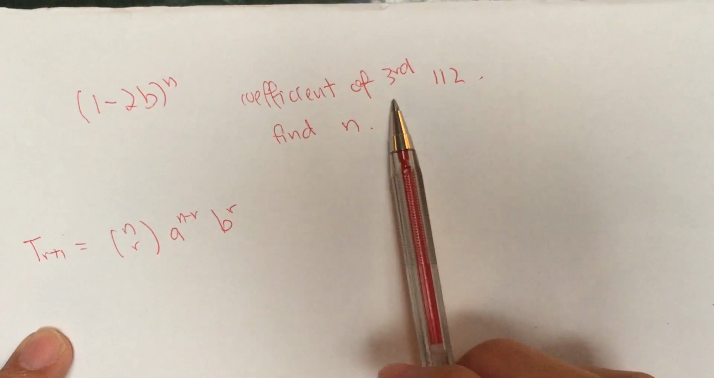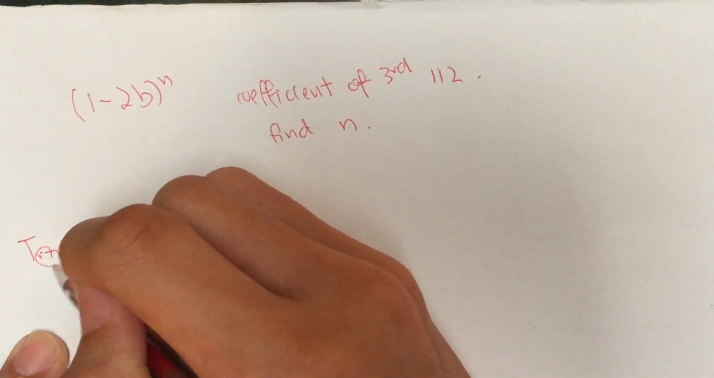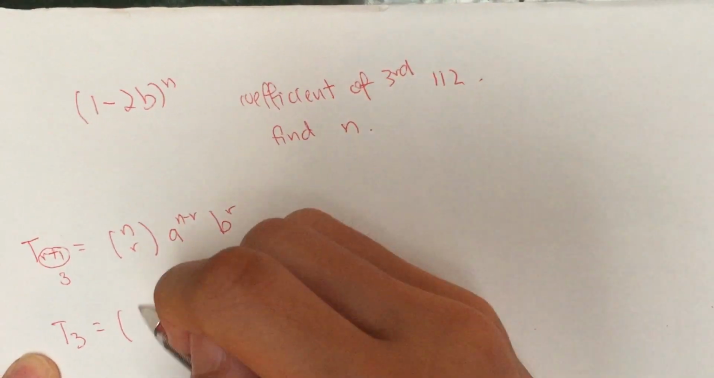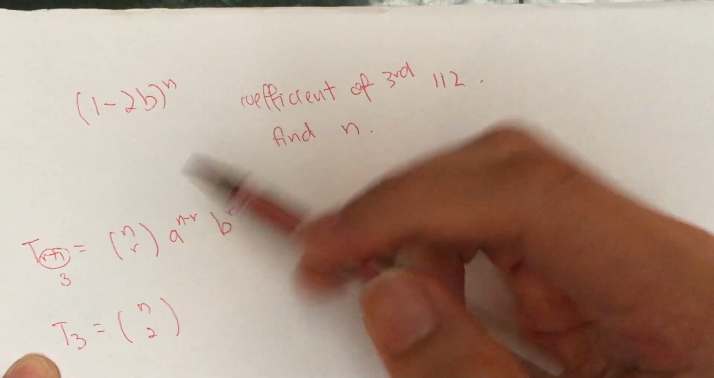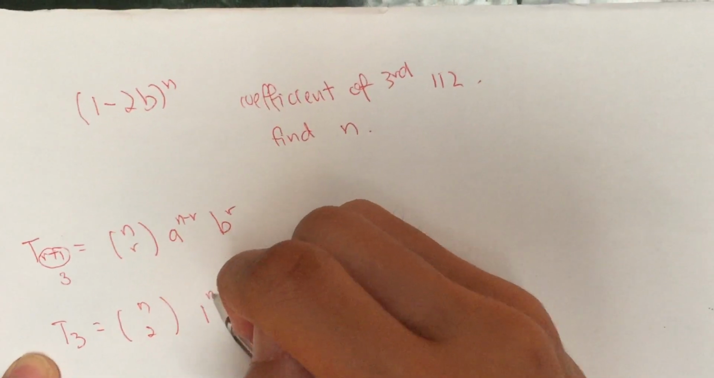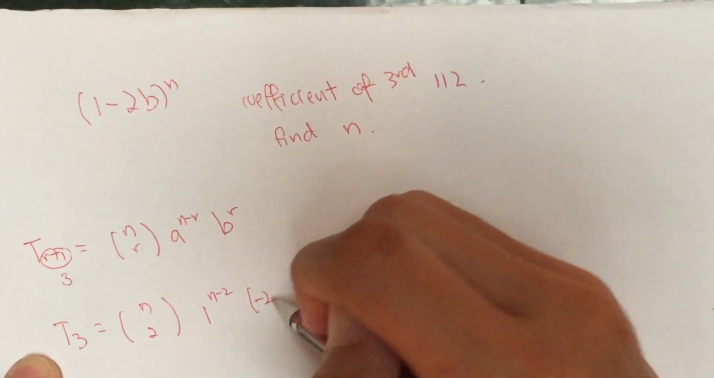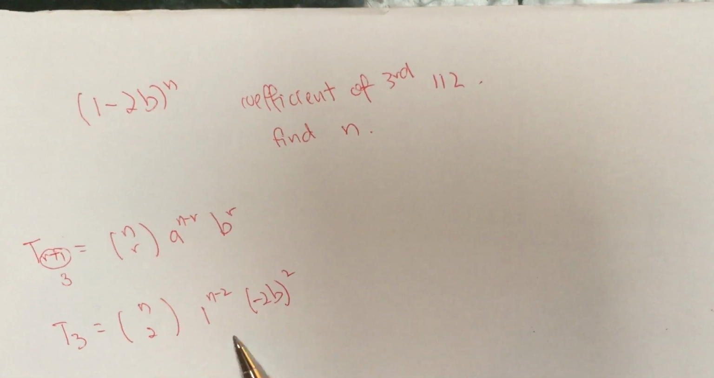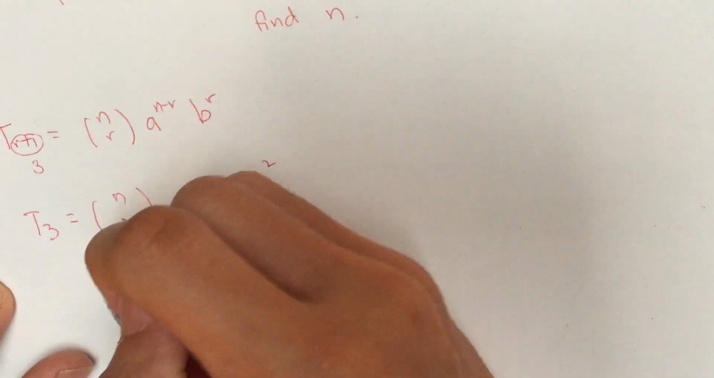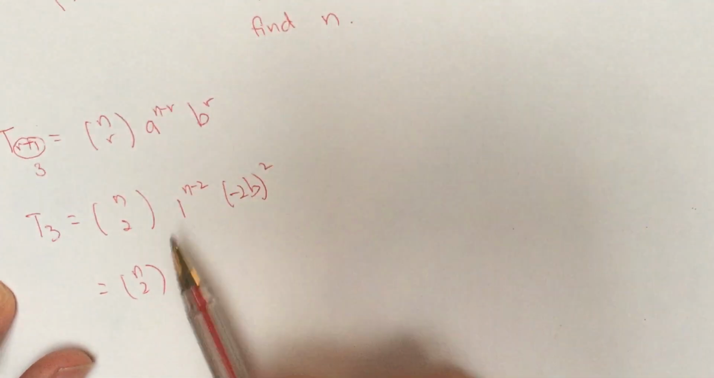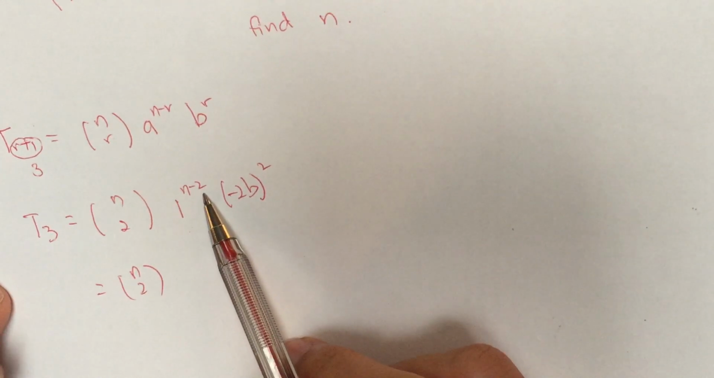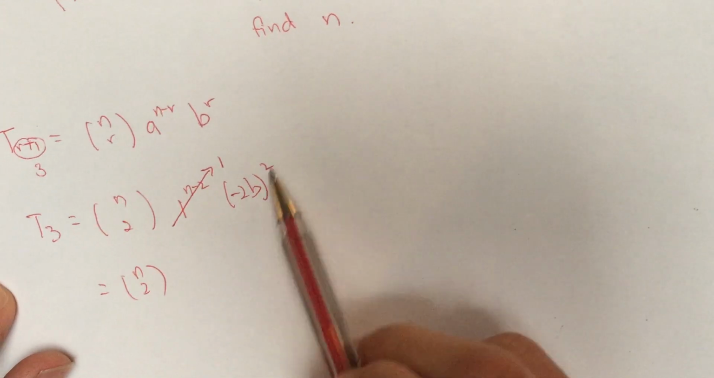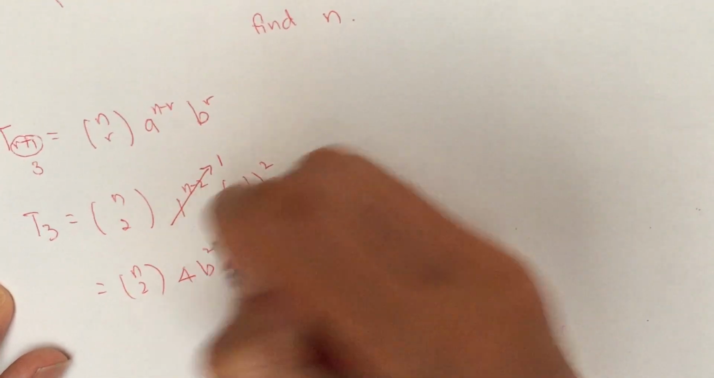Okay, let's put this inside. Coefficient of third term. Third term means r plus 1 is 3, meaning r must be 2. A in this case is 1 to the power of n minus 2, and B in this case is negative 2b to the power 2. This is my third term. Let's simplify this. nC2, 1 to the power of something is always just 1, right? So this disappears. Negative 2b whole thing squared just gives me 4b squared.